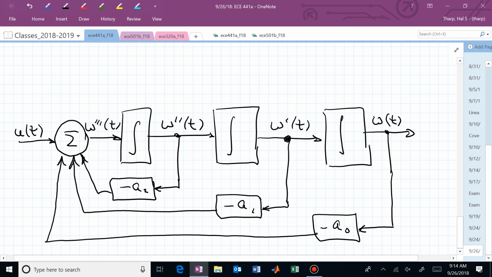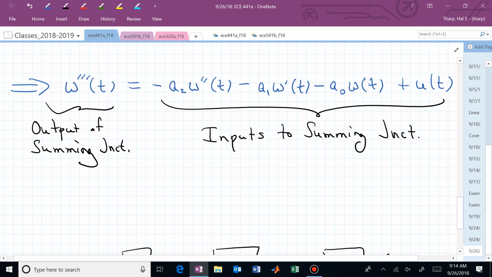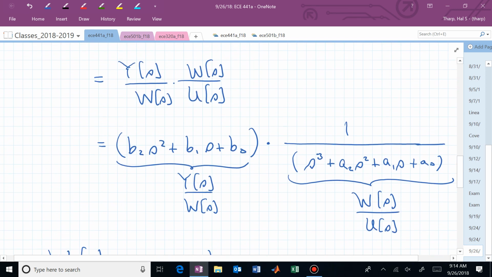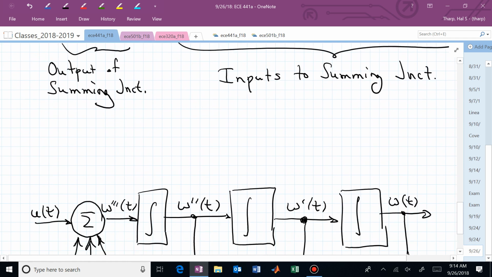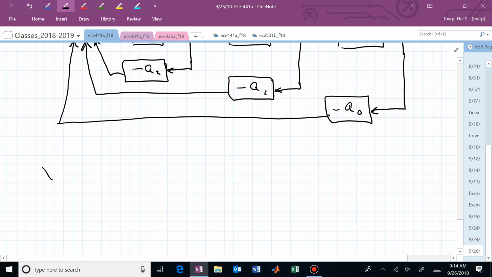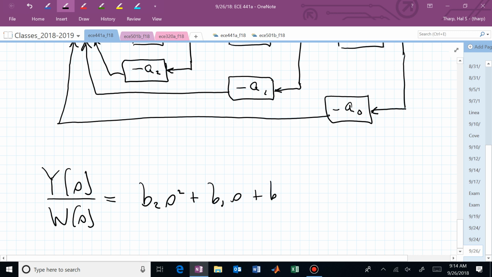But that's not what we want. We want u to y. Well, we have u to w right now, but if we go back and remember how we defined y and w, now let's use this first piece and use that to combine the w's into the y. We now have Y of s over W of s is equal to b sub 2 s squared plus b1 s plus b sub 0.